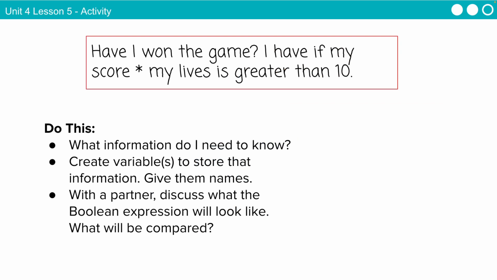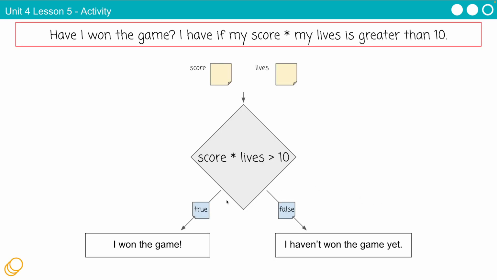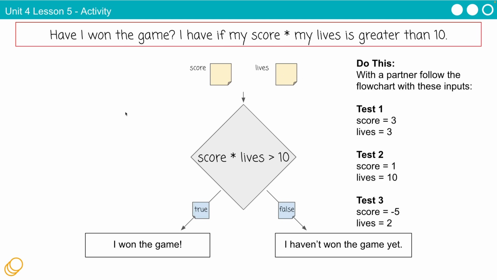So here we go, right? Have I won the game? I have if my score times my lives is greater than 10. So what pieces of information do we need to know? It's telling you to create variables to store that information, give them names. Don't worry about that. And I'm your partner, so we're going to discuss what the Boolean will look like, what will be compared. So here we have score and lives.